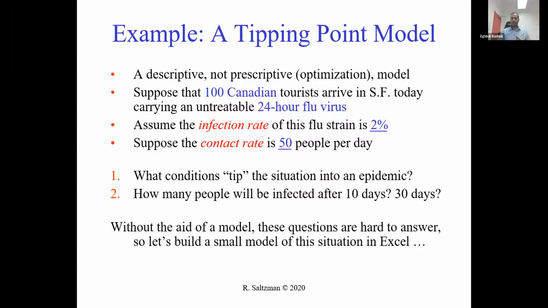Without having a model, just looking at this problem as I mentioned it, I think you can agree that it's not that easy to answer this question, right? Just knowing that there are 100 infected people with a virus that would last 24 hours, an infection rate of 2% and a contact rate of 50, I don't think any of you could tell the class what the tipping point is that would turn this virus into a pandemic. Or what the number of infected would be after 10 days.